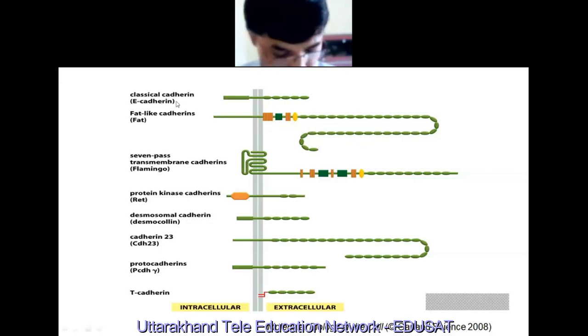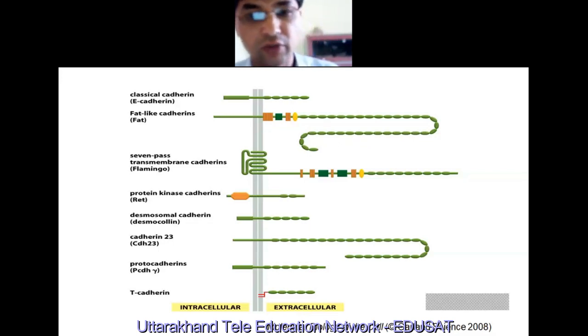In the same way, here is N-cadherin. You have to note down this N-cadherin. N-cadherin is present in nerve and muscles and in the lens cells of eyes. Pay attention: in nerve, in muscles, and in lens cells of eyes. Okay. P-cadherin is present in placenta and epidermis.